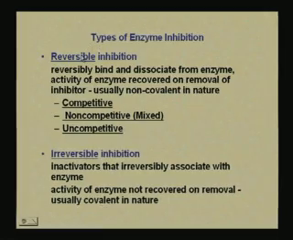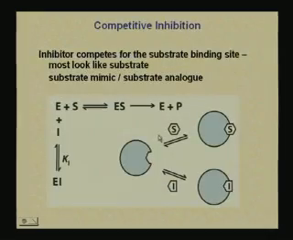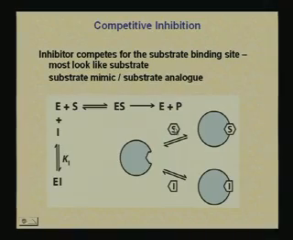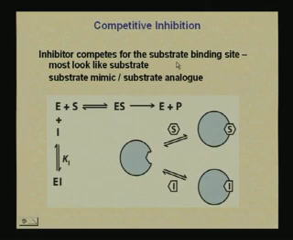So, these are the main two different types, reversible and irreversible, and under reversible inhibition we have competitive, non-competitive and uncompetitive. What is competitive inhibition? Competitive inhibition is competition basically. We have a competition where the substrate, or rather the inhibitor, looks like the substrate. So, it is called a substrate mimic or a substrate analog. So, the inhibitor competes for the substrate binding site.